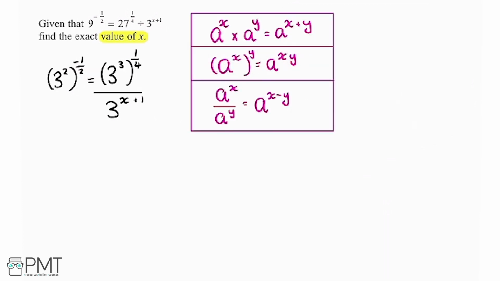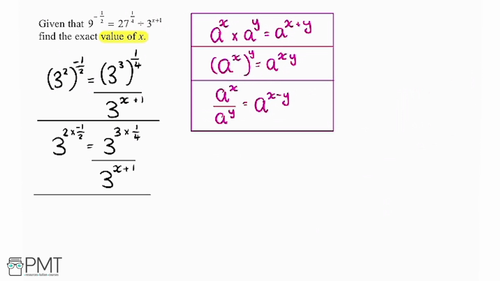Okay, so I'm going to use this indice law for the minute. So for this term here, we're going to have 3 to the power of 2 multiplied by minus a half, which equals 3 to the power of 3 multiplied by a quarter over 3 to the power of x plus 1. Okay, so tidying it up a bit, well, these 2's will cancel, leaving us with just minus 1. So 3 to the power of minus 1 equals 3 times a quarter, 3 to the power of 3 quarters over 3 to the power of x plus 1.